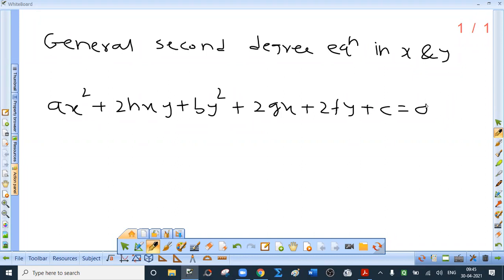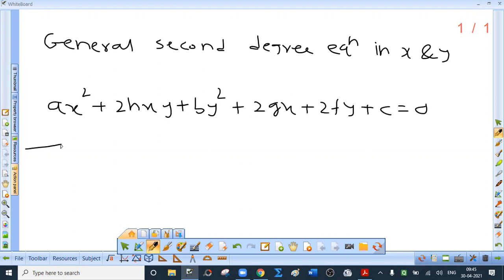Now, why discuss this? Because we are going to discuss one theorem. The statement is: the combined equation of two lines, any two lines, is a general equation of second degree in x and y. See, in the first part, we discussed lines through origin, so the theorem was that the combined equation is a second degree homogeneous equation. Now we are considering any two lines, so the combined equation is a general second degree equation in x and y.